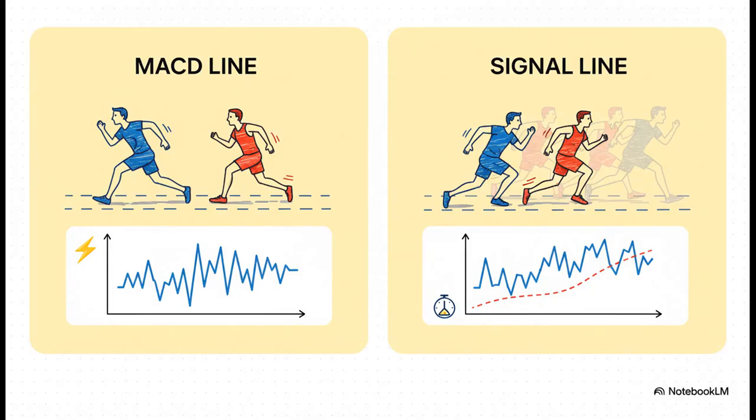First up, the MACD line. This is the big one. It's showing you the exact real-time distance between the sprinter and the marathoner. When this line is high, the sprinter is way out in front. When it's low, the sprinter is falling behind. Then you've got the signal line. Think of this as a much smoother, slower line. It's telling us the average gap over the last little while. It's our baseline for what's normal in the race.